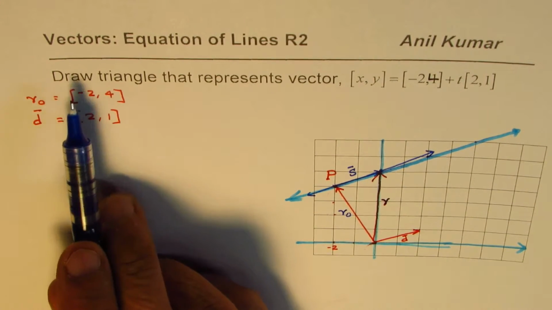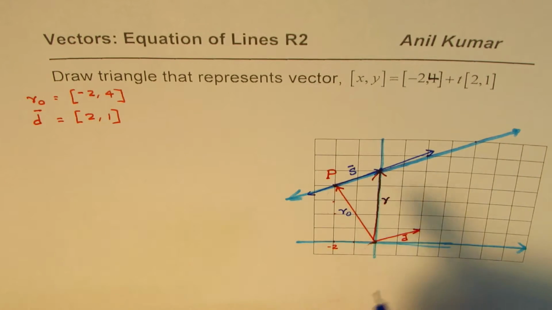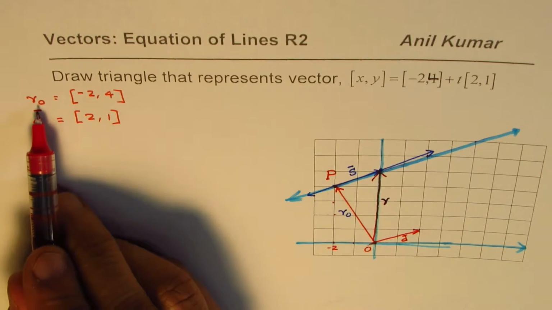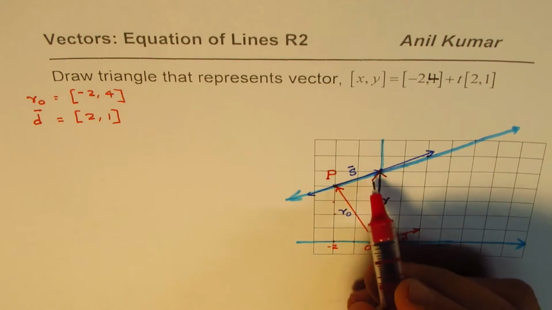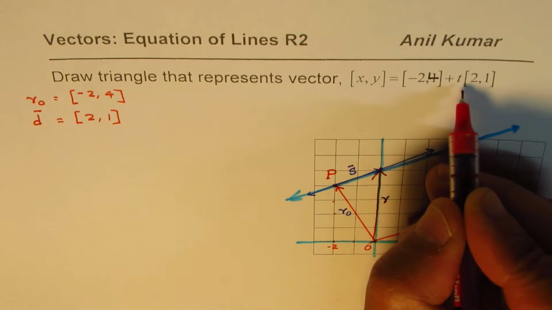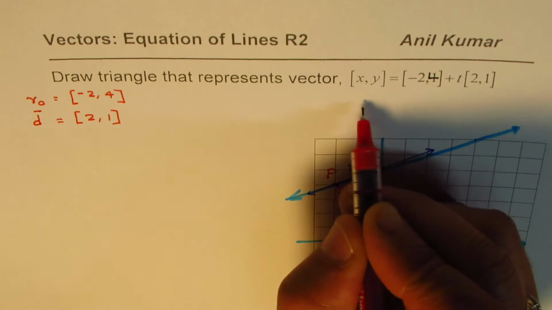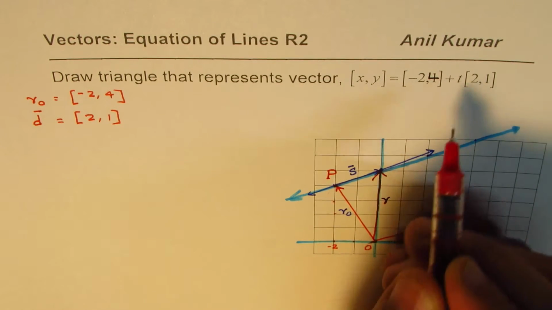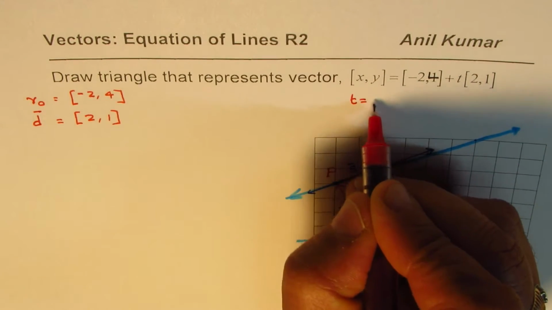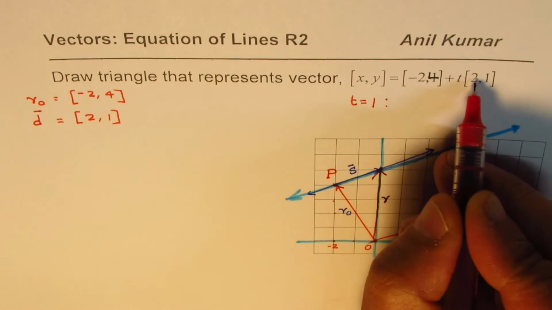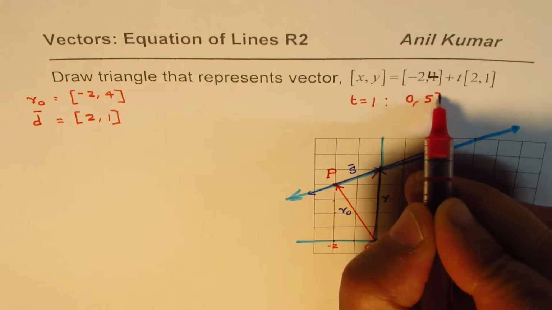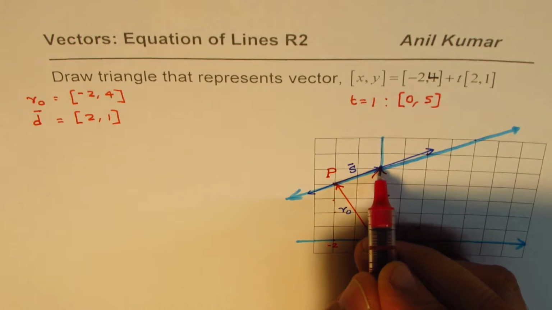So when we say draw a triangle that represents a vector, we are interested in drawing these 3 lines. One is OP, which represents the original vector r0, right? Then we can take t equals 1. So if I take t equals 1, then what do I get? I get (-2, 4) plus (2, 1), right? So I get the second point. Minus 2 plus 2 is 0, and 4 plus 1 is 5, right? So (0, 5), we get the second point.